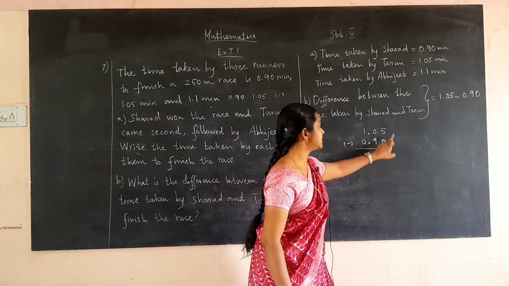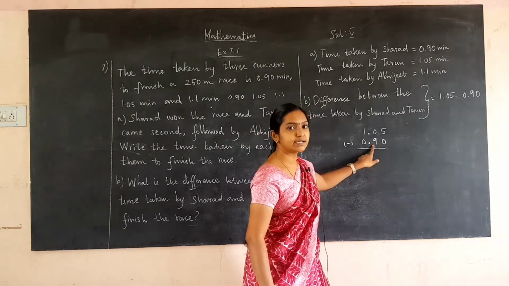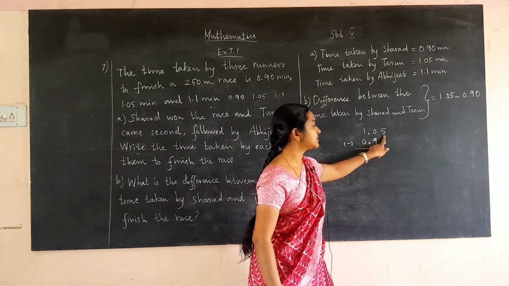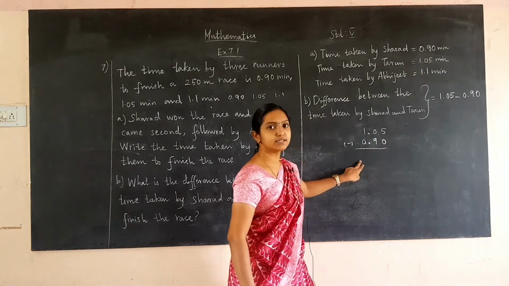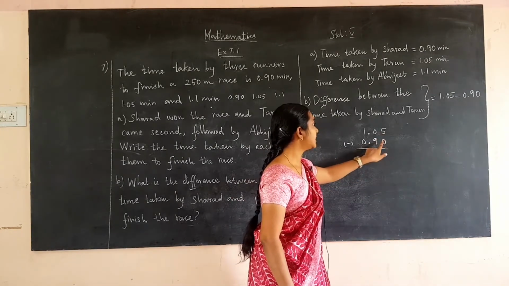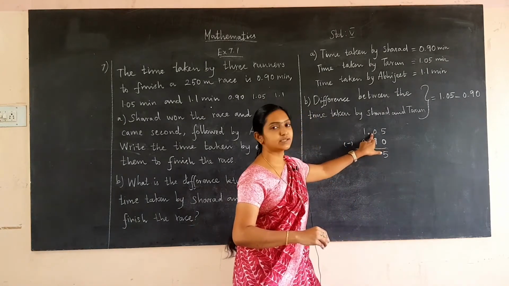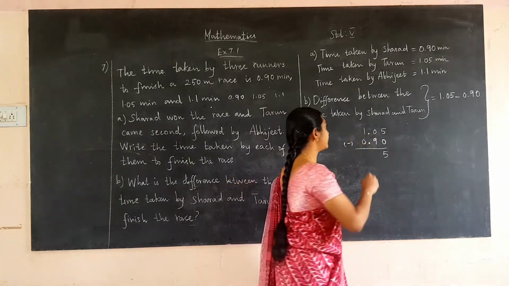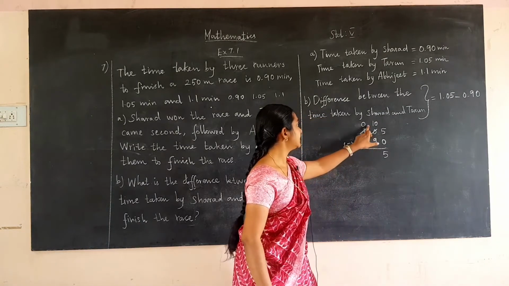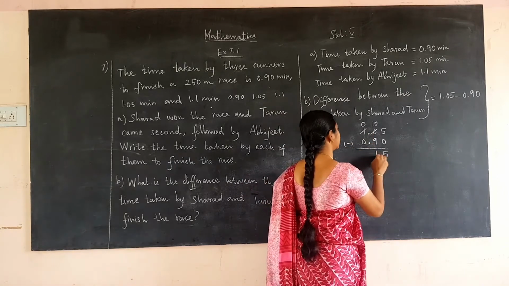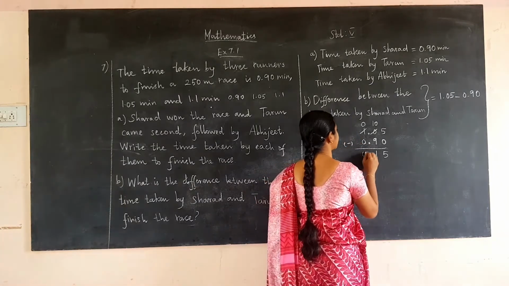We have to write the decimals so that the decimal point lie on a straight line. They are like decimals because the places after the decimal points is 2 here and here also we have 2. So, they are like decimals. Now, we can start subtracting. 5 minus 0 is 5. 9 is greater than 0, so we cannot subtract. So, borrow from the before number. So, 1 will be changed as 0 and 0 will be changed as 10. 10 minus 9 is 1 and we have to keep the decimal point as it is. 0 minus 0 is 0.